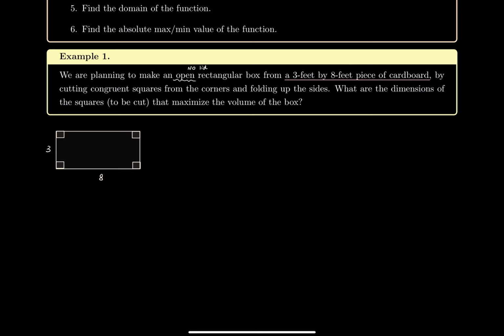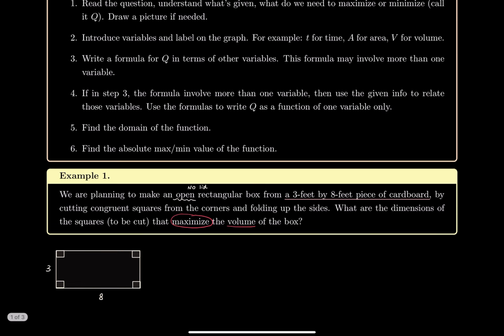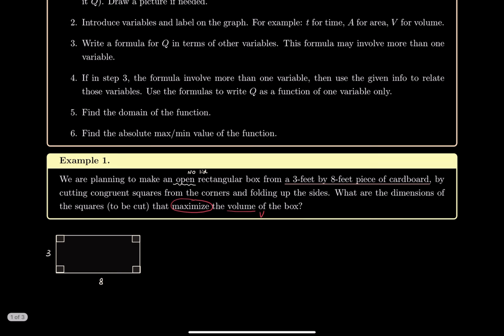Alright, so those are what's given to me. And now they ask what the dimensions of the square are. So they're asking the dimensions of those. What are the dimensions of those to maximize? So this is a keyword, maximize. I want to maximize something. What do I need to maximize? I need to maximize the volume of the box. So my Q from before is going to be my V. Let's call this V.